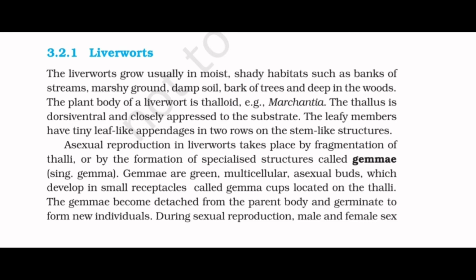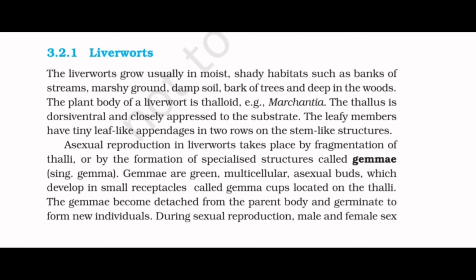Asexual reproduction in liverworts takes place by fragmentation of thalli or by the formation of specialized structures called gemmae, singular gemma. It is very important. Gemmae are green, multicellular, asexual buds which develop in small receptacles called gemma cups located on the thalli. The gemmae become detached from the parent body and germinate to form new individuals.